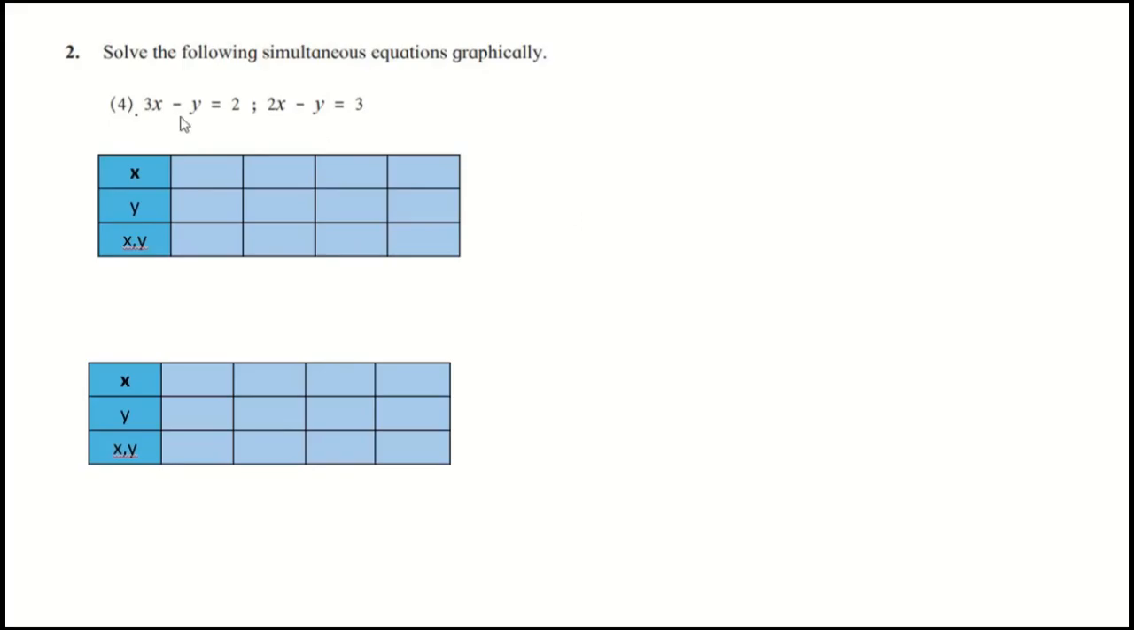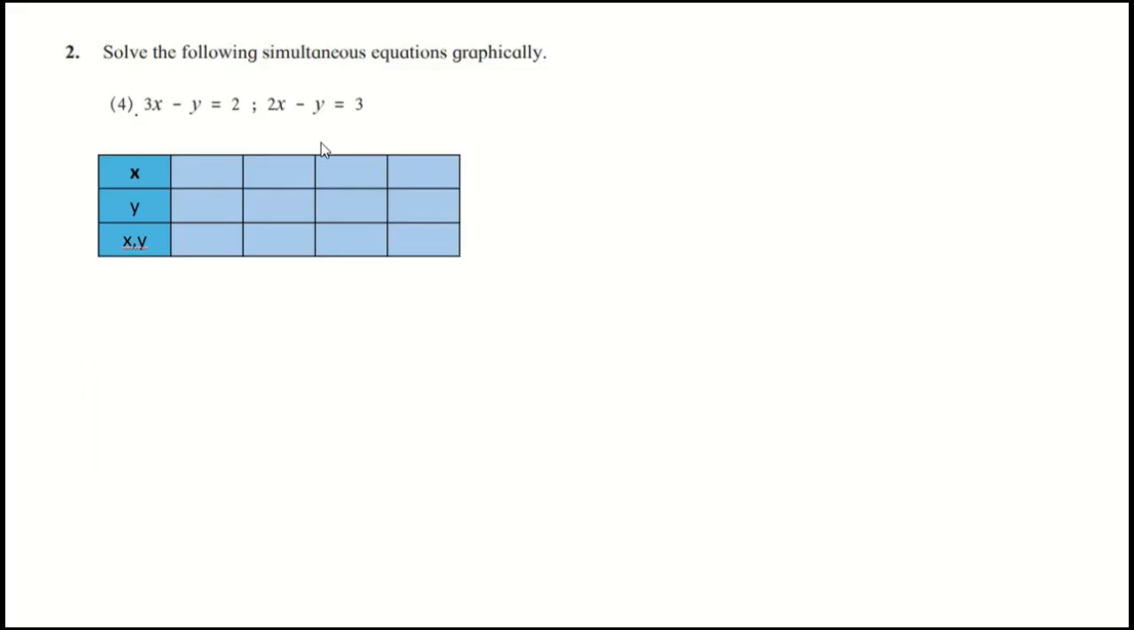So let's move on to the next question, where we are given two equations, 3x minus y is equal to 2 and 2x minus y is equal to 3. The first one is 3x minus y is equal to 2. Here we need to get 4 points for x and 4 points for y, where after putting the values of x and y, we should get a total of 2. So let's take our first possible points.